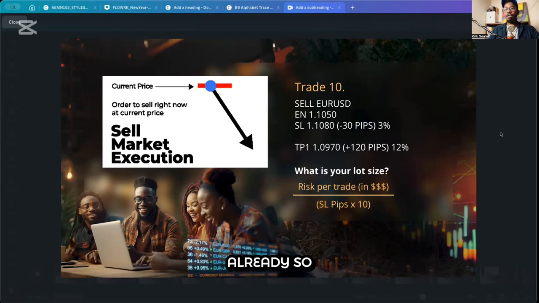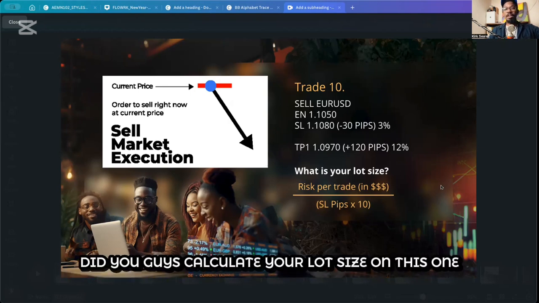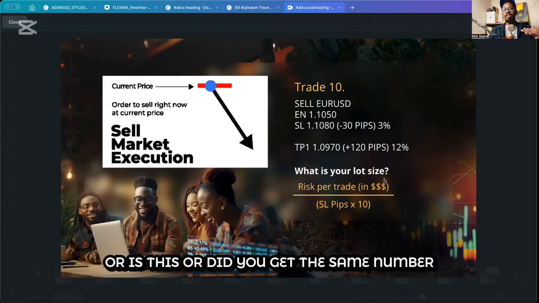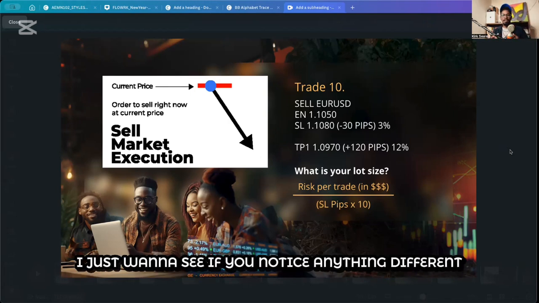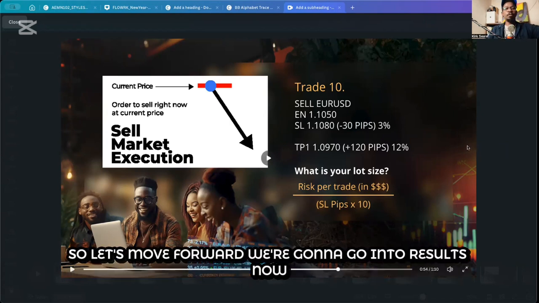Alrighty. So everybody's good. Did you guys calculate your lot size on this one? If you did, is the number different to when it was 25, or did you get the same number? I just want to see if you notice anything different. All right, so let's move forward.